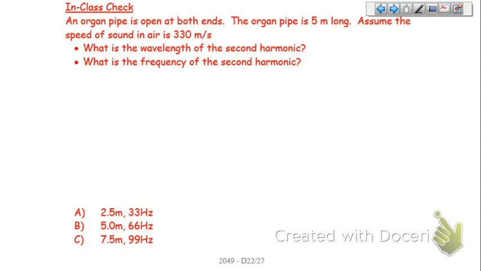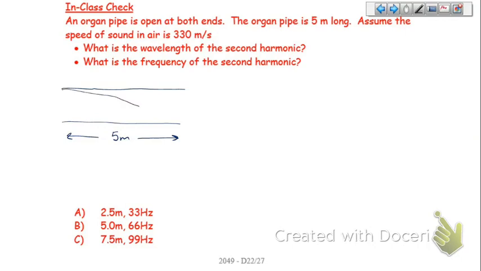So, an organ pipe is open at both ends. I'm not going to skip this one because it's just like the guitar string. I'll do it, what the heck. Okay, so an organ pipe is open at both ends. The pipe is 5 meters long. And what is the wavelength of the second harmonic?